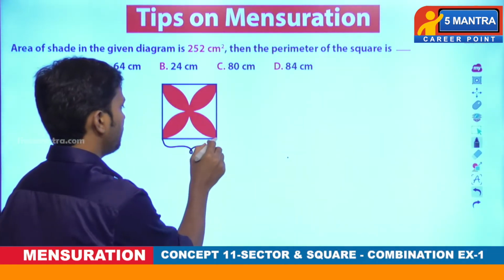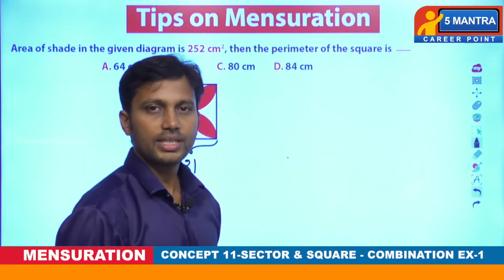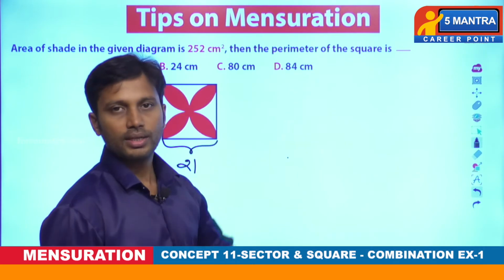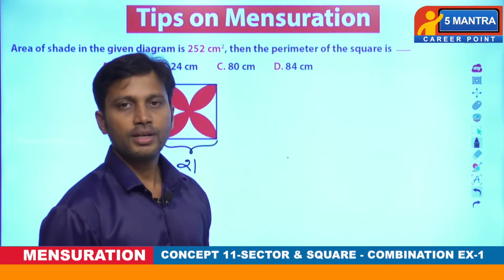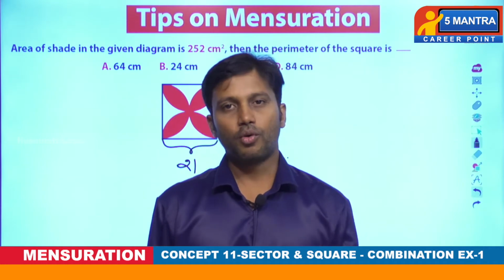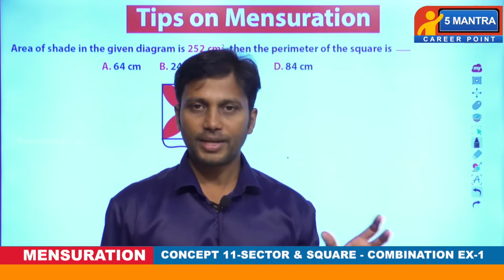So what is the value of A we got? 21 or not? The side is how much? 21 centimeters. Now we need to find out the perimeter of the square. What is the basic formula? How to find the perimeter of the square? 4 times its side, or not? If A is a side, then 4A is the perimeter of the square.